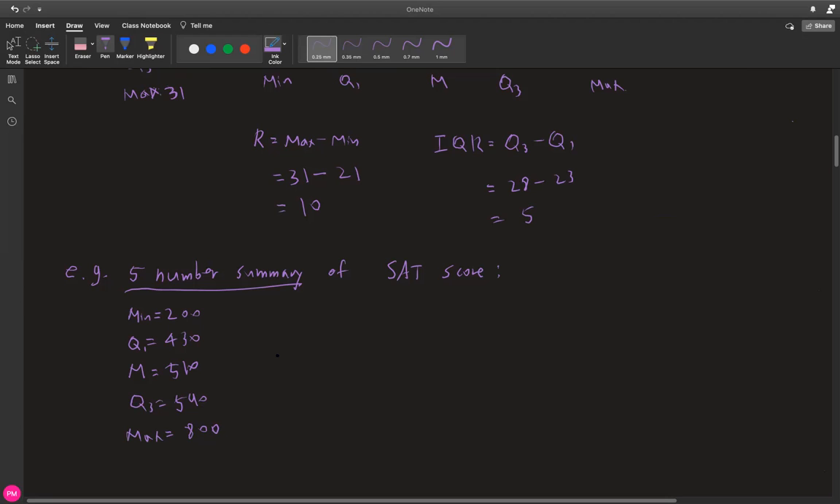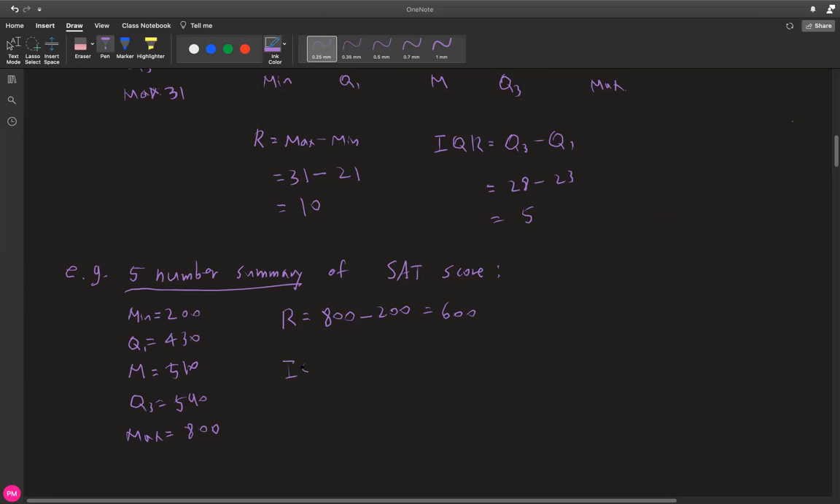I'm not going to draw another box plot. We've done enough box plot examples, but just to save you some time, the range is maximum minus minimum. So it'll be 800 minus 200, so that is 600. This means that 100% of the data, so every possible score, lies within this 600 point spread.